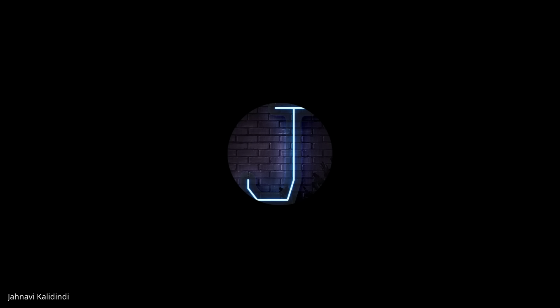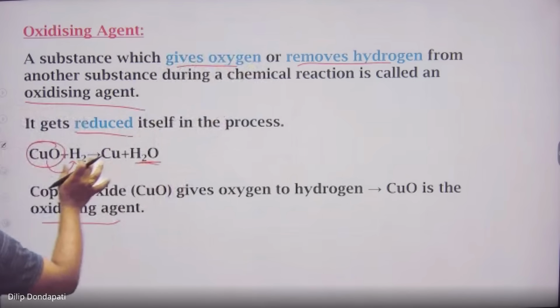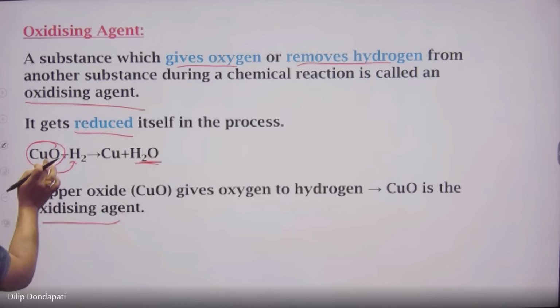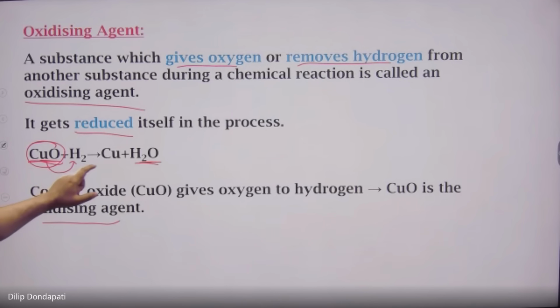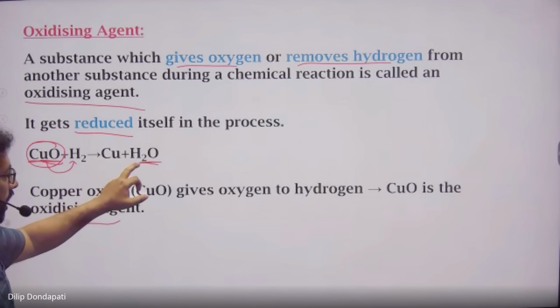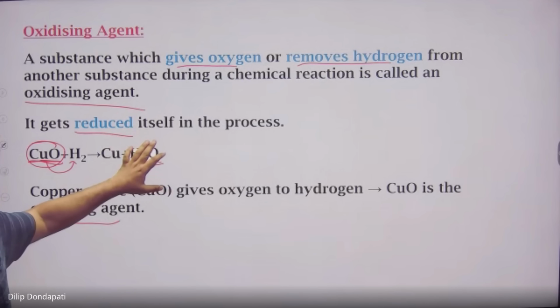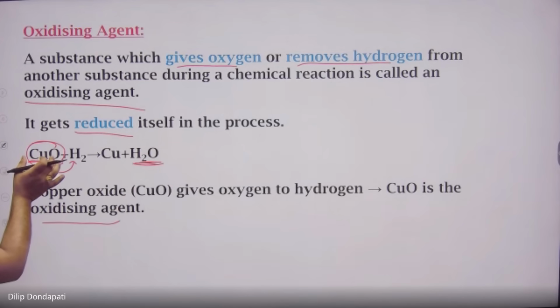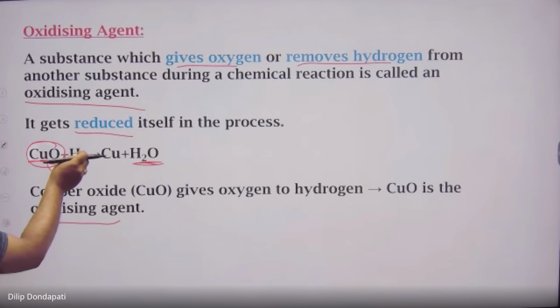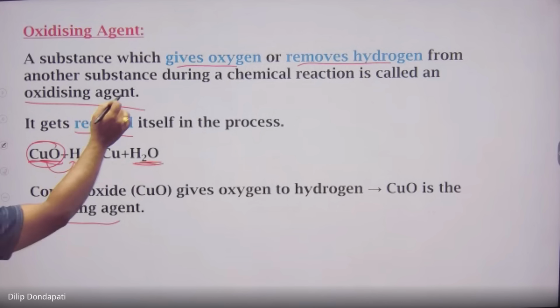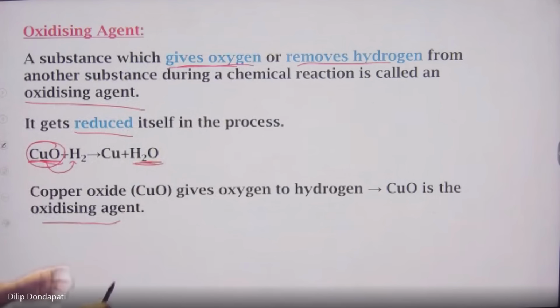Sir, tell me, how do you find the oxidizing agent again? Look, the substance which gives oxygen. Look, CuO, who has oxygen? CuO has oxygen, right? And if you see the products, H2O, hydrogen is taking it, right? So who is giving now? CuO is giving oxygen to the hydrogen, right? So the substance which gives oxygen is called an oxidizing agent, because this compound is giving oxygen to hydrogen. So that's why this is called an oxidizing agent.